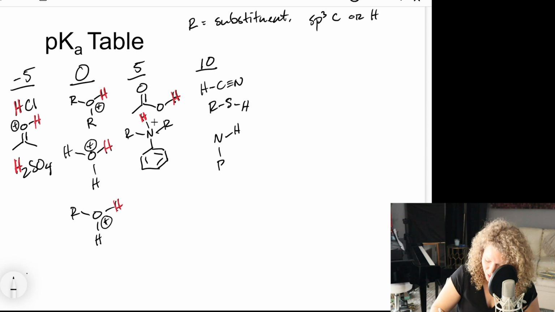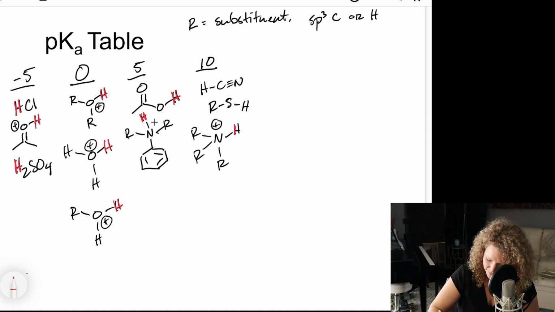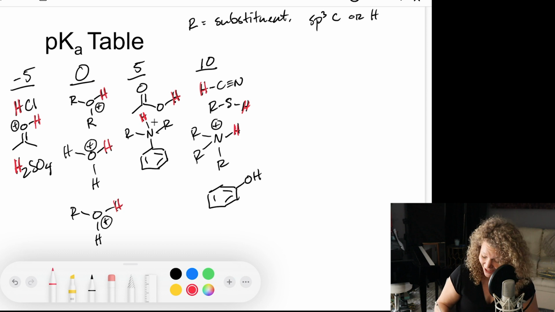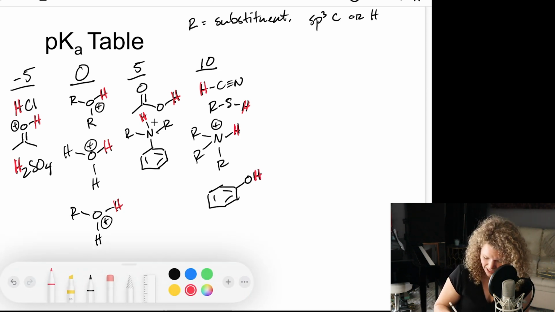You can also have a protonated amine. Now notice this amine is different than the aniline. The R groups here are not aromatic. Let's highlight the hydrogens we're talking about. Another important one would be a phenol. A phenol is an alcohol, this OH group, that's attached to an aromatic ring. So this hydrogen here is also about a pKa of 10.